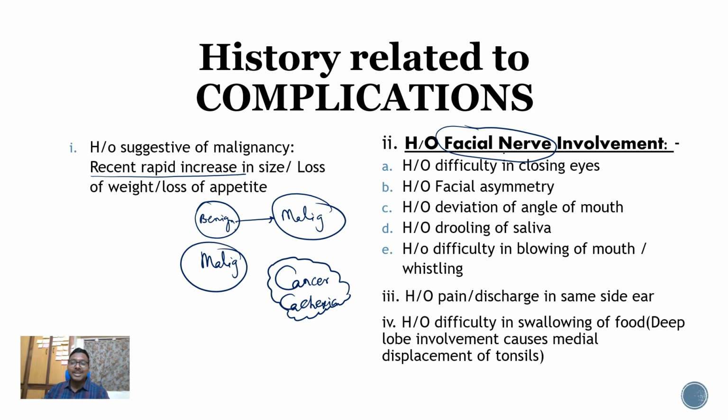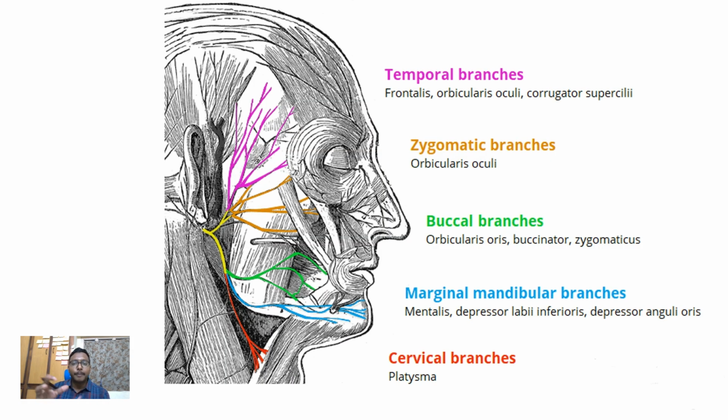Second one is history of facial nerve involvement. Only in history, how do you know whether the facial nerve is involved or not? To understand that, we need to know a little bit about the important terminal branches of the facial nerve, along with the important functions of each muscle supplied by the branches. I told you in the previous video, we have a crow's foot here. That is nothing but the terminal branches of the facial nerve. The thumb is the temporal branch, index finger zygomatic branch, middle finger buccal branch, ring finger marginal mandibular branch, and the little finger is the cervical branch.